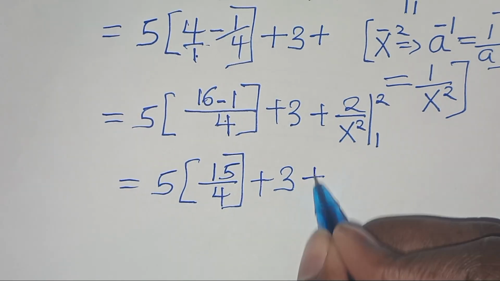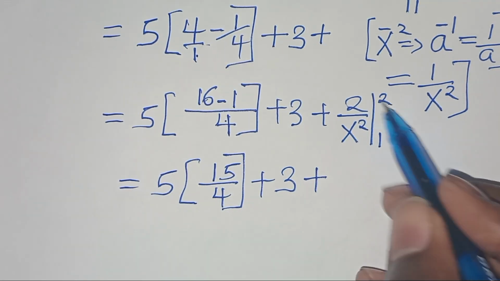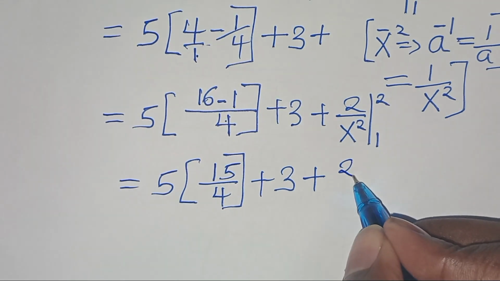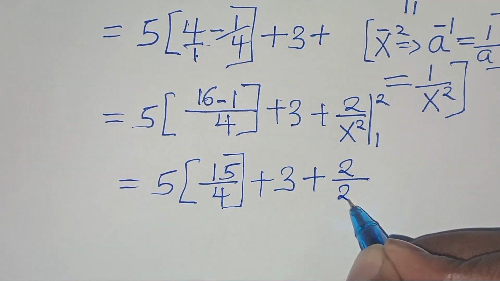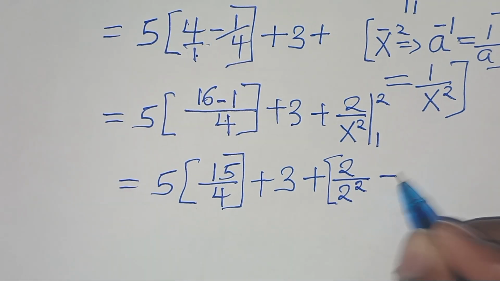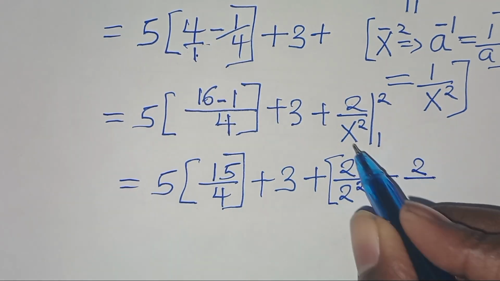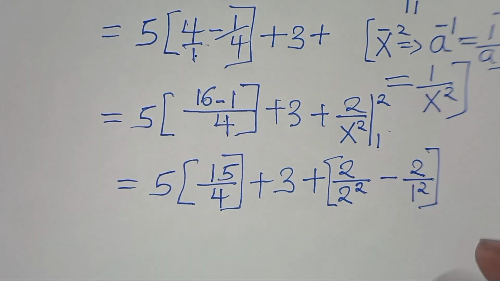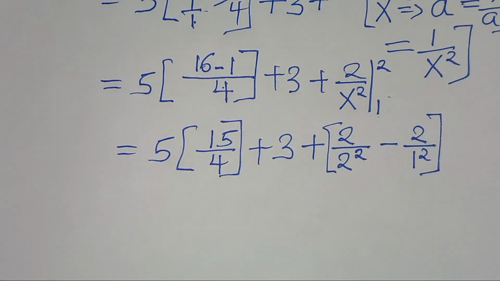And then now plus, let's substitute the upper limit first, subtract the lower limit. So we'll have 2 over 2 to power 2, subtract 2 over x to power 2, which is now 1 squared. Close the bracket. I hope you're following this.